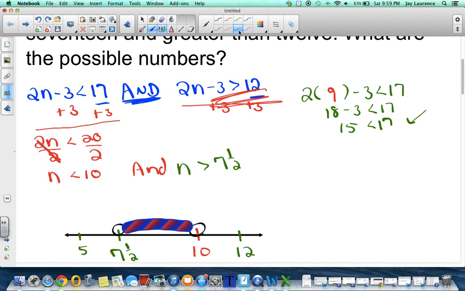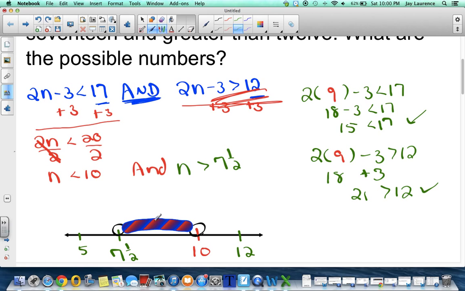Now, it's an and, so I have to be careful. I have to make sure it satisfies the other inequality. So I'm going to take 2 and I'm going to stick the 9 in this inequality. 2 times 9 is 18. Did I say less than 12? I hope I said greater than 12 there. Plus 3 will be 21. Is 21 greater than 12? It sure is. So you see, any number in this region is going to satisfy both.